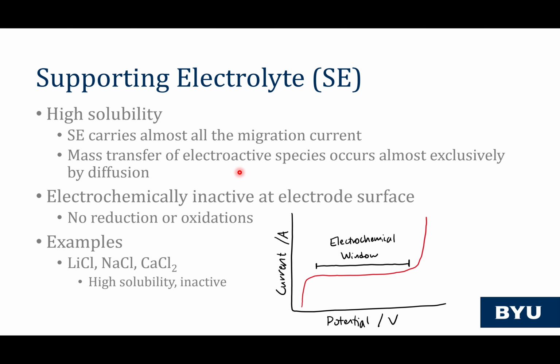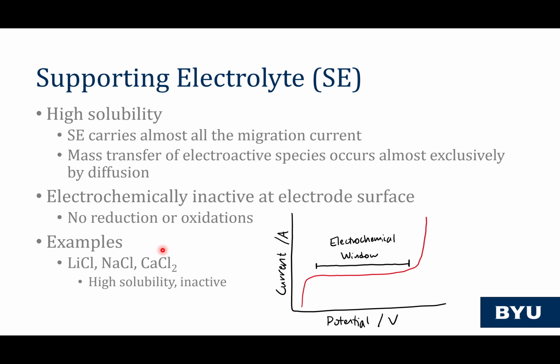Some other things that we want out of our supporting electrolyte: we want it to be electrochemically inactive at the electrode surface. So we don't want there to be any reductions or oxidations near potentials where our analyte is going to be reducing or oxidizing. So we want a wide electrochemical window. The electrochemical window is defined by where either our electrolyte or our base solution begins to break down electrochemically. And the region where no reactions are happening in our supporting electrolyte or our solution, that's the electrochemical window.